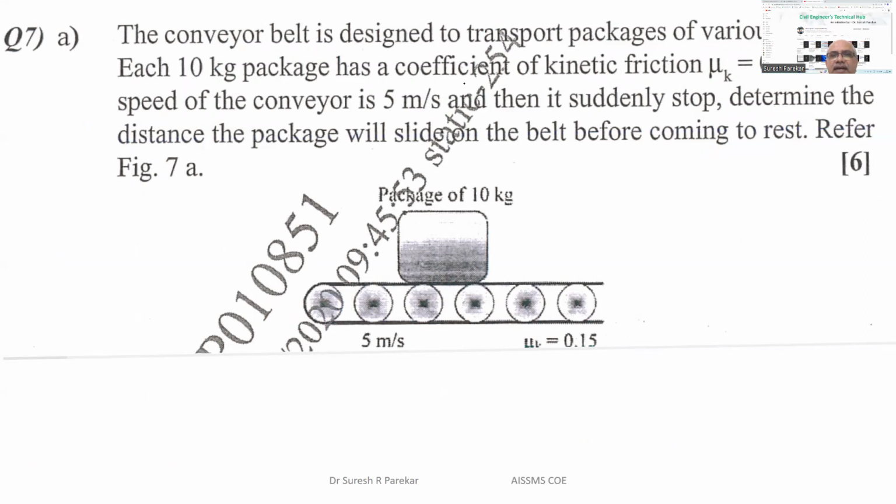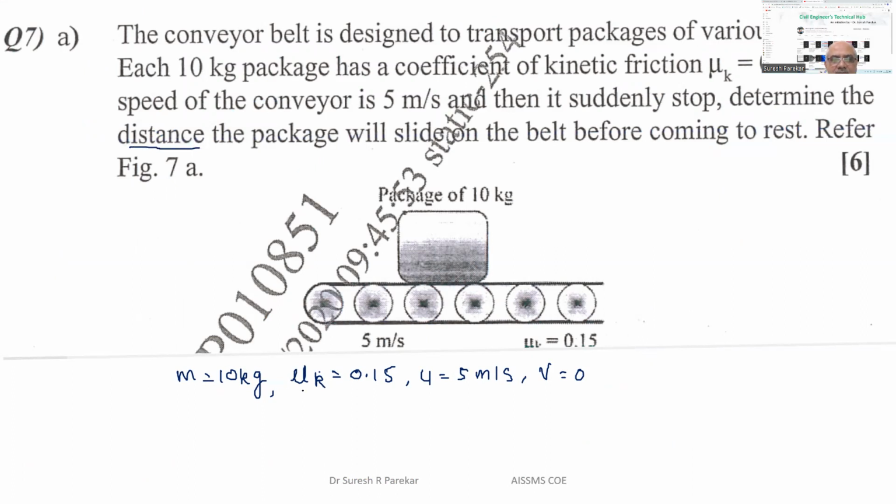Now see, the conveyor belt is designed to transport packages of various weights, each 10 kg. Means what is given? M is given. So we have M is equal to 10 kg. Mu k is given as 0.15. Now initial velocity is given as 5 meters per second. Suddenly stop means final velocity is 0. Determine the distance the package will slide on the belt before coming to rest. So we have to find out the distance.